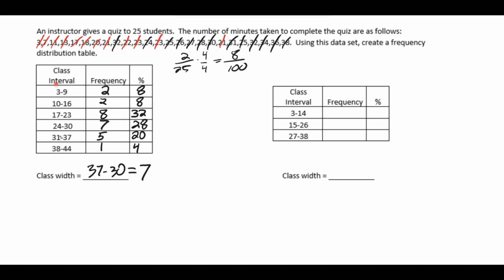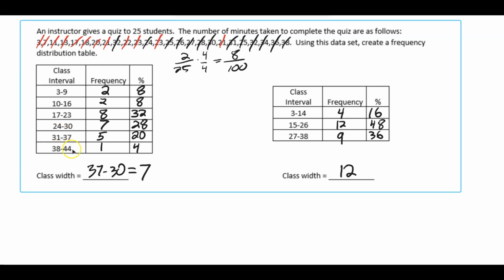Anyway, go ahead and pause the video while you fill out the right side. What you should get: 4, that's 16%, 12, that's 48%, and 9, that's 36%, and this class width is 12. All right, I hope this helps.